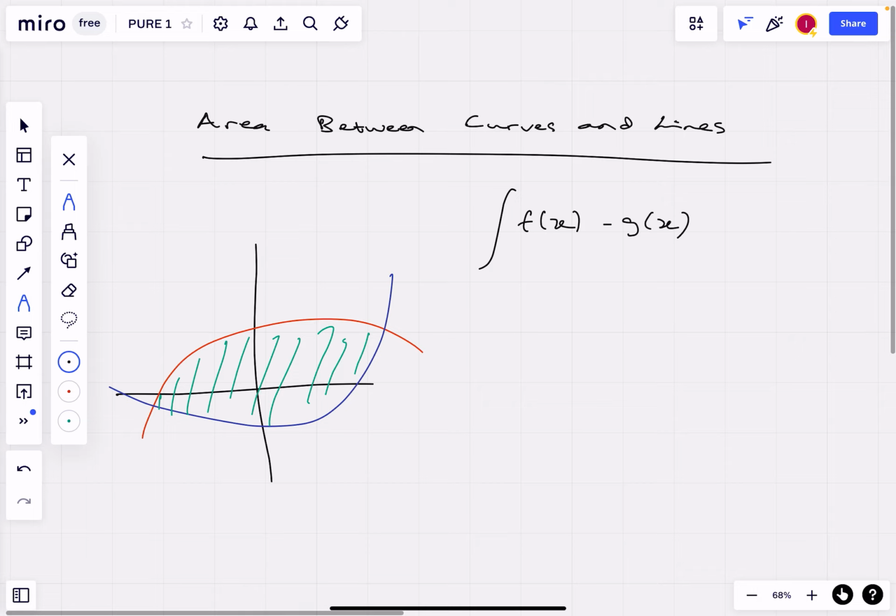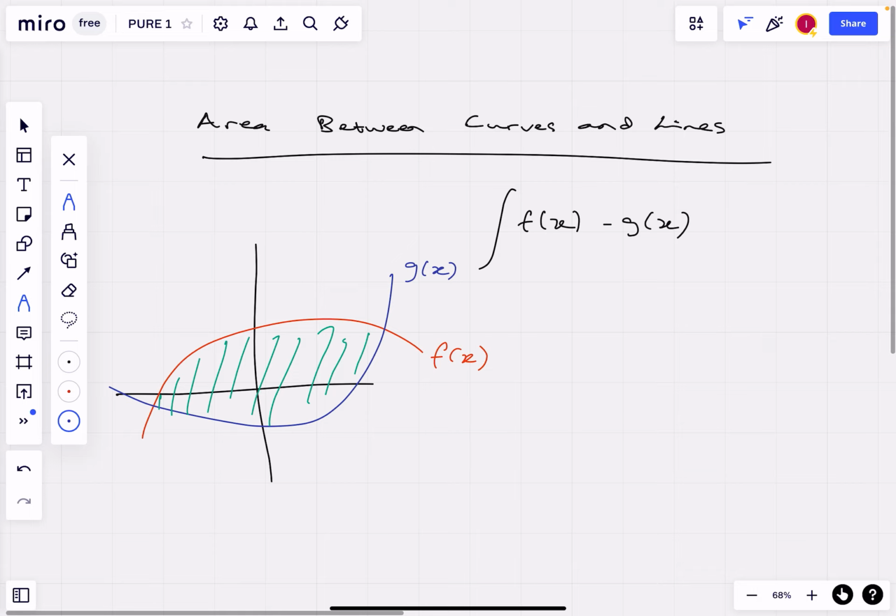Actually, I don't know if that's what it's called, but that's what I always refer to it as, the fx minus gx rule. So one of your functions will be fx. The other function will be gx. Does it matter which way around it is? Yes, it does. You want the fx function to be the curve on the top.